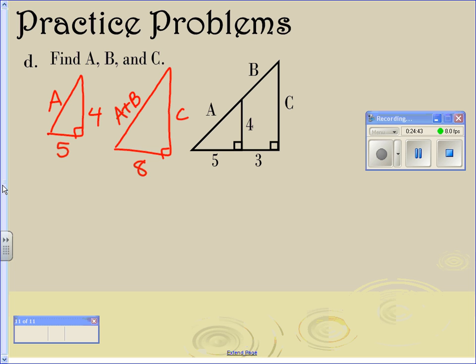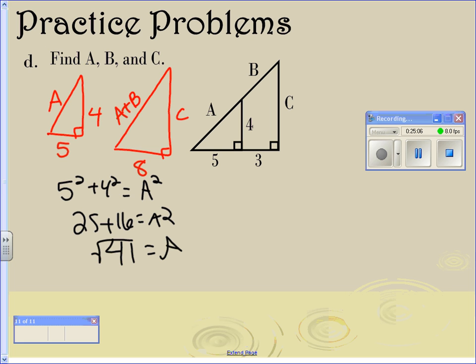For this one, I like to find the one that you use Pythagorean theorem for before I set up my proportions. You don't have to, but 5 squared plus 4 squared equals my A squared, right? 25 plus 16 equals A squared. So A equals the square root of 41, which I think everybody got. Does that make sense?